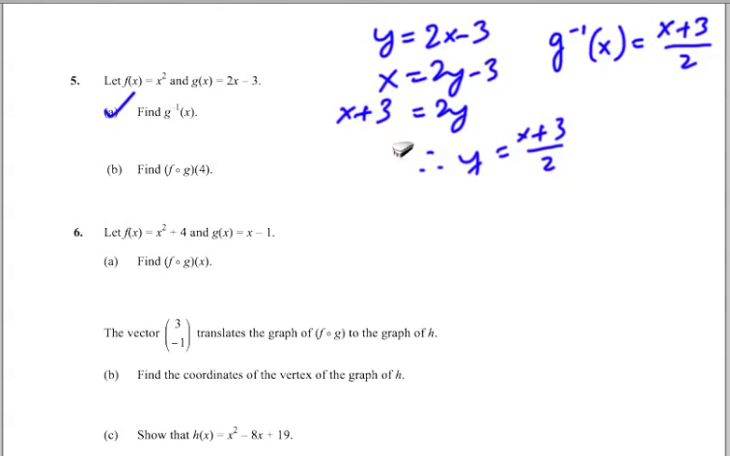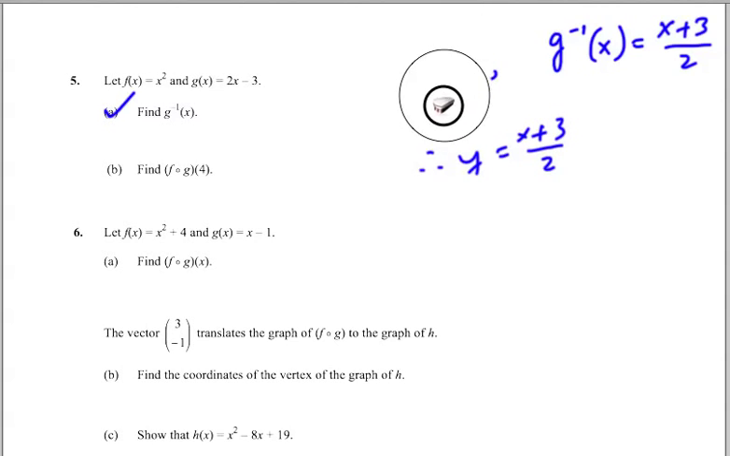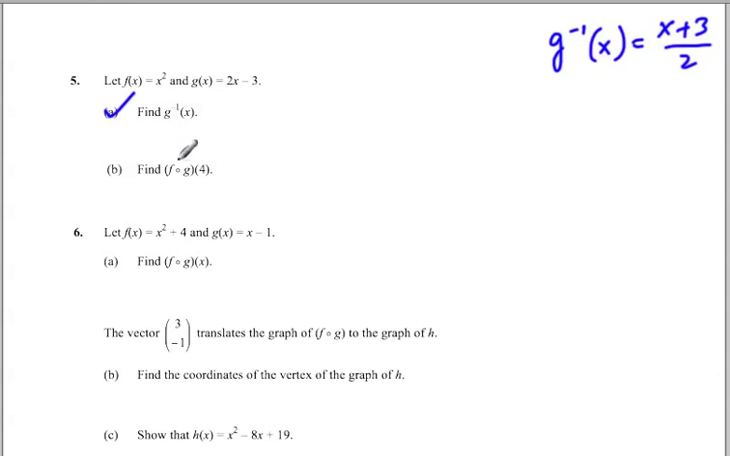I'm just going to erase it because I need to make room for the second part. So you can always scroll back and see how I did that.